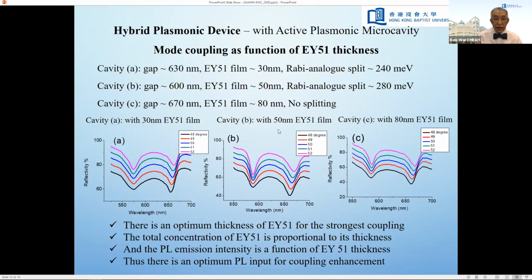Once you pass that and increase the thickness of the EY51 again, the whole thing broadens up again, and there is no more split you can see. So there is not a continuous increase in the coupling and the splitting because of more coupling. However, there is an optimum in terms of the additional luminance involvement in the mode coupling. So that's the experimental results.